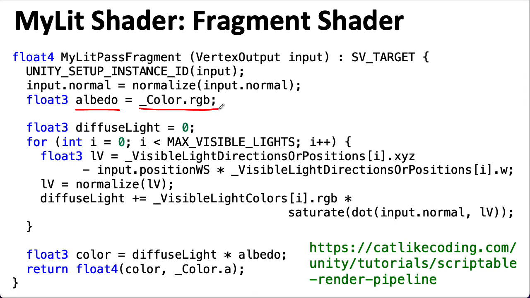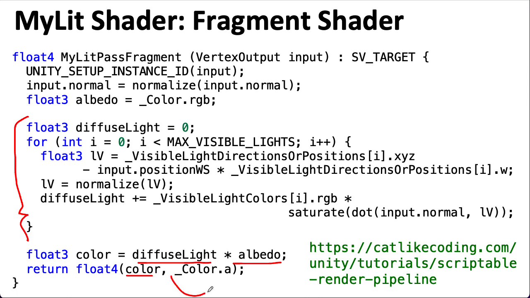There's nothing fancy about this albedo color here. That's just going to be the color we set in the inspector. You could add fancier things to this, like texture lookups or whatever. Now, the final result is going to be this albedo color times this diffuse light calculation that we do in this loop here.